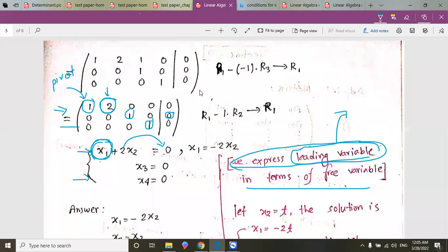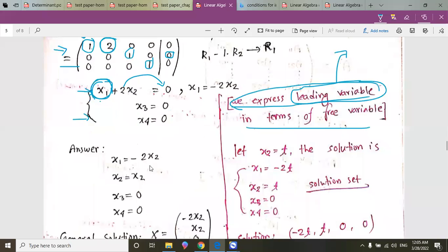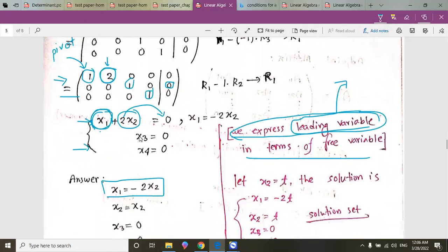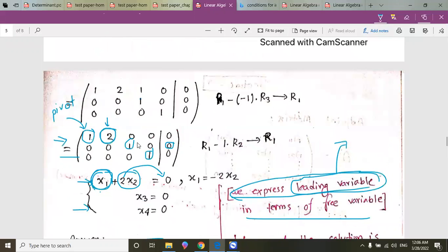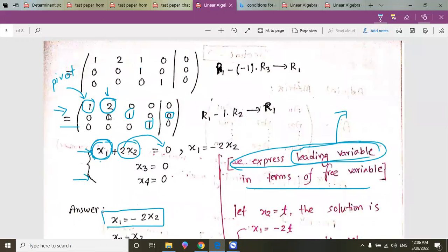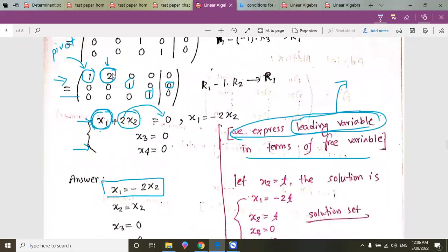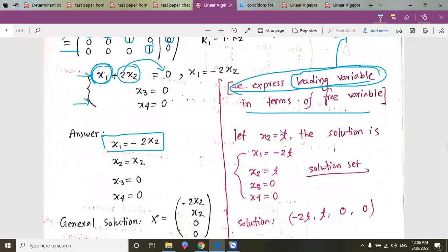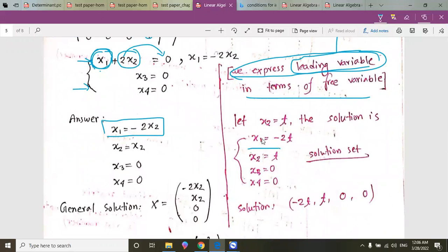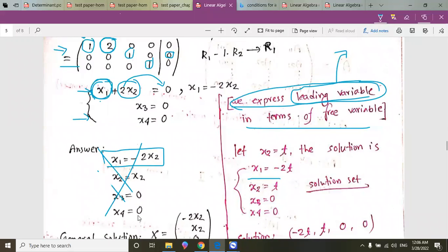So this is the answer. I mean x1 equals minus 2 x2, and x2 is equal to x2, because we don't have any x2 here, right? Okay, I'm not sure why. Okay, so you can follow this part, the way our Laoshi solved.